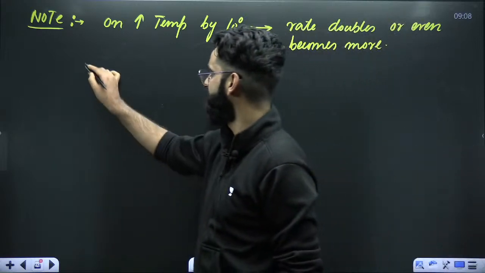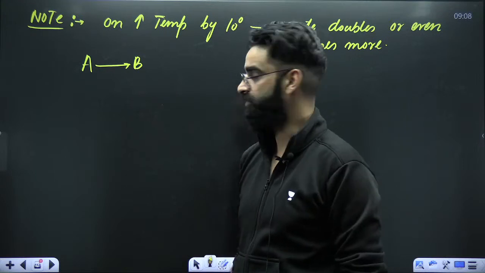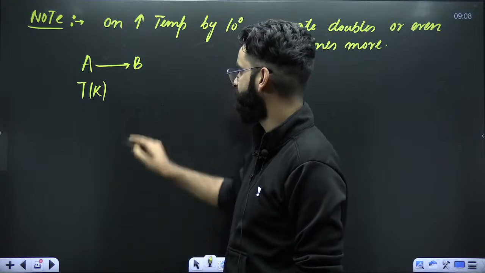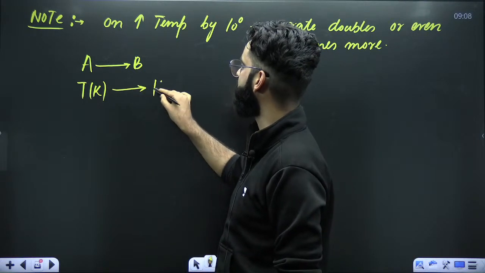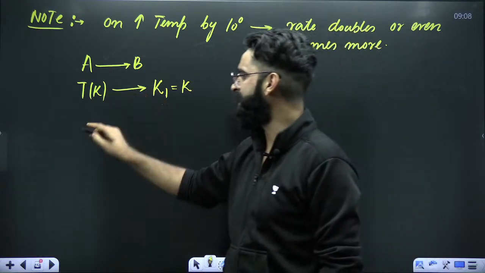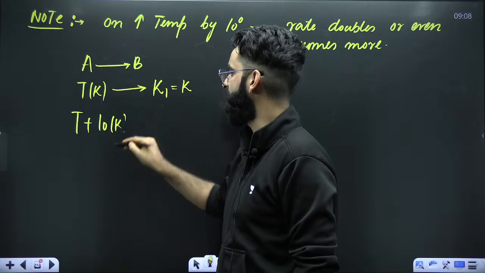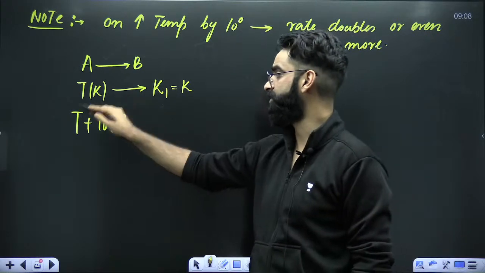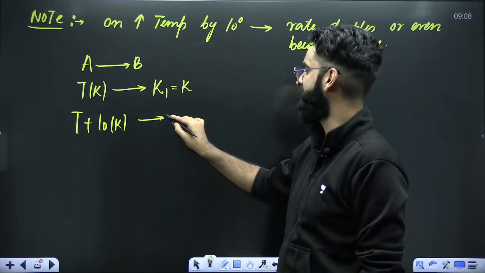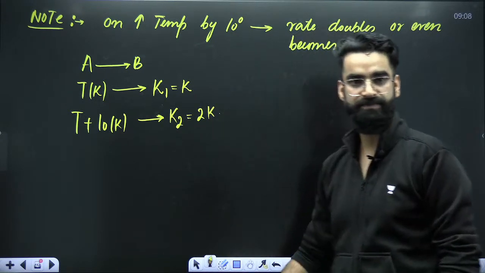So my point here is, for example, you have the reaction A gives B. When the reaction was carried out at temperature T Kelvin, its rate constant was, for example, K. Now I'm increasing the temperature by 10 Kelvin. Now the temperature of the reaction is T plus 10 Kelvin. Now the rate constant would have doubled or even become more. Let's say the new rate constant of the reaction is now 2 times K.